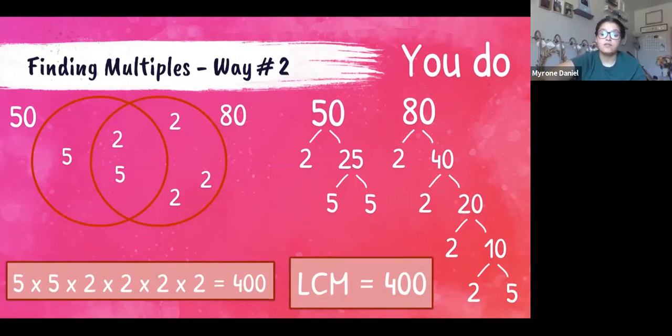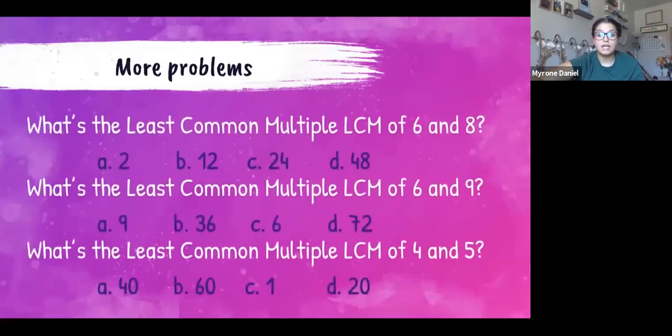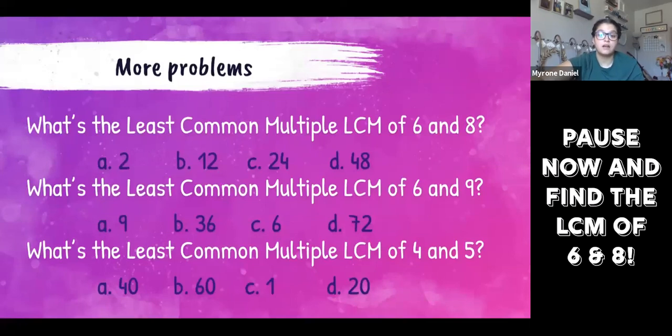So this time you're going to have more problems to do on your own, but I'm not going to break down the steps for you when we get to the answers. So here are your more problems. It is multiple choice, so just write down the letters that you believe are the least common multiple between the numbers. So the first one is, what is the least common multiple of 6 and 8? A 2, B 12, C 24, or D 48? Pause the video if you need to work this out.